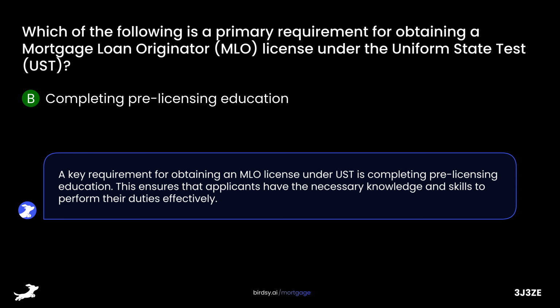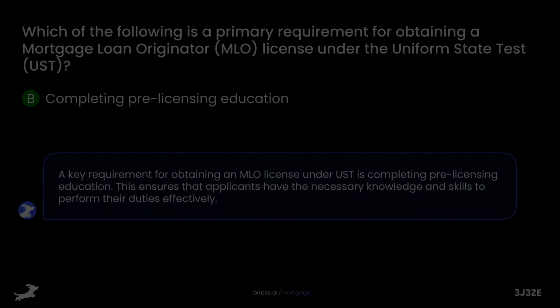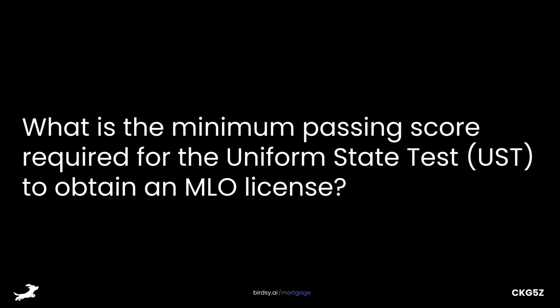A key requirement for obtaining an MLO license under UST is completing pre-licensing education. This ensures that applicants have the necessary knowledge and skills to perform their duties effectively. What is the minimum passing score required for the Uniform State Test to obtain an MLO license?